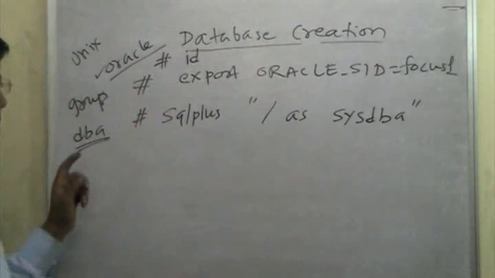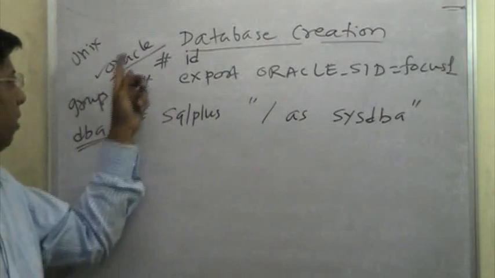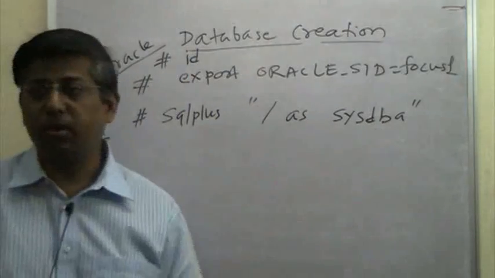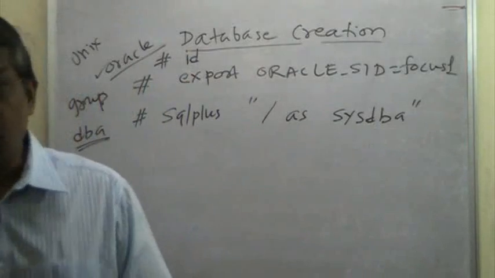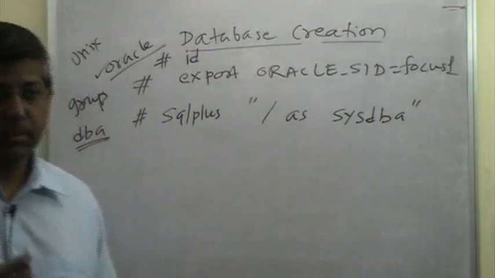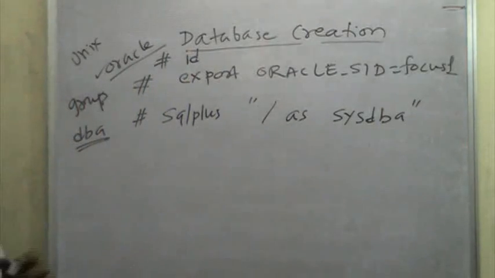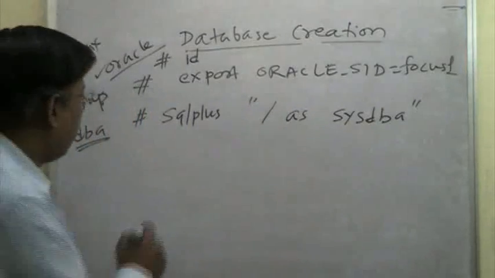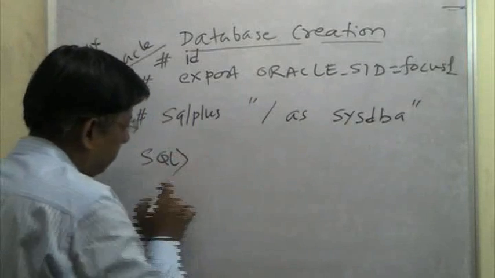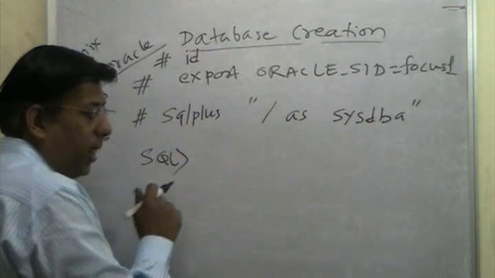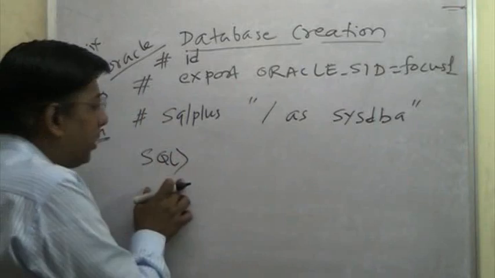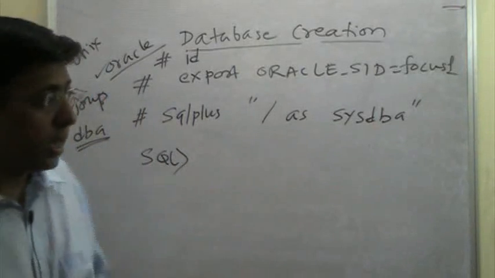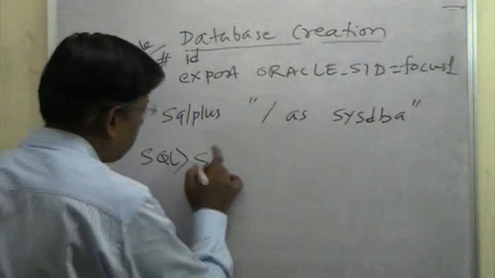Let me say this again. If the Unix user oracle is not a member of the DBA group, then this command will fail. It is one of the requirements to log in as sysdba. So now you are logged in as sysdba, that means you are logged in as user sys, and you are inside sqlplus. The database is still not running. Now here you are going to type the command to start up the Oracle instance, so you are going to type the command startup.